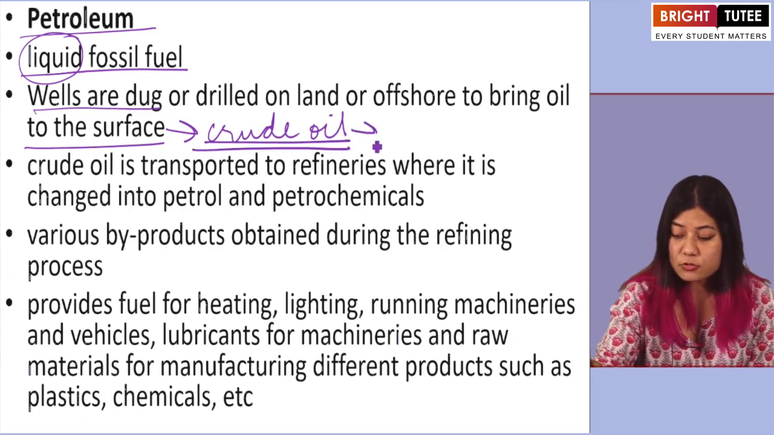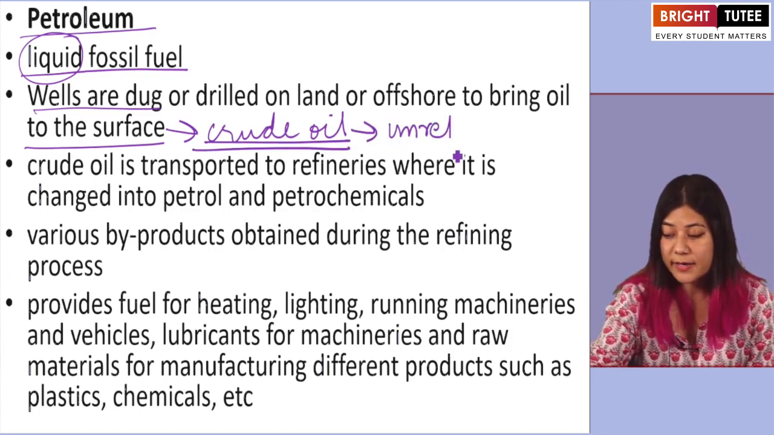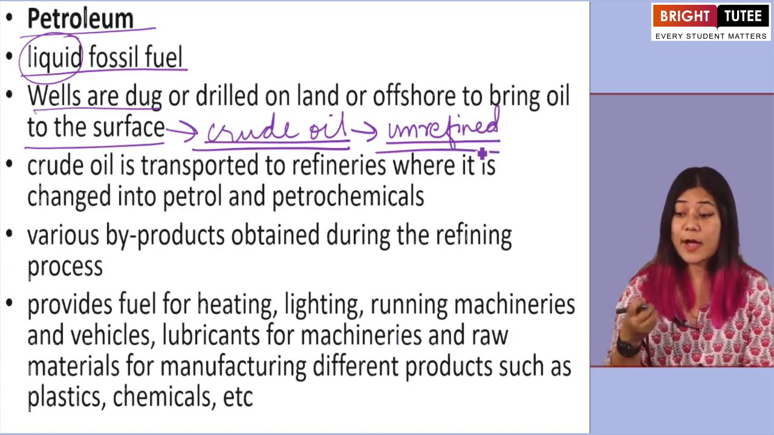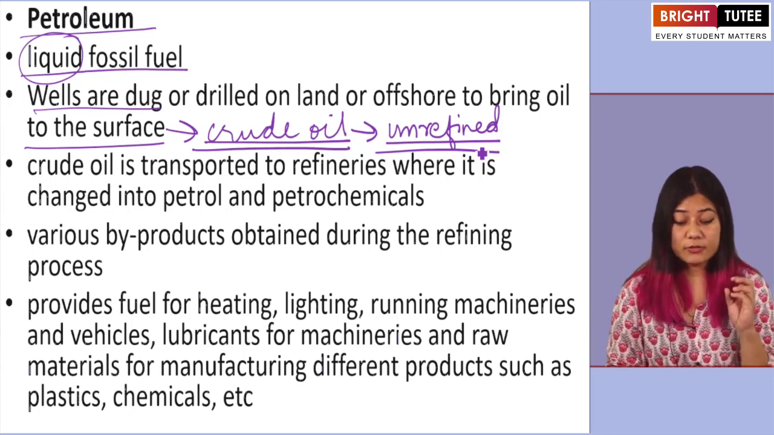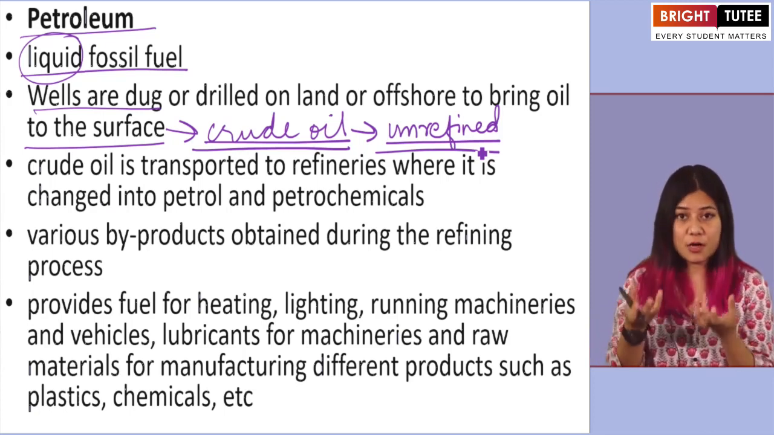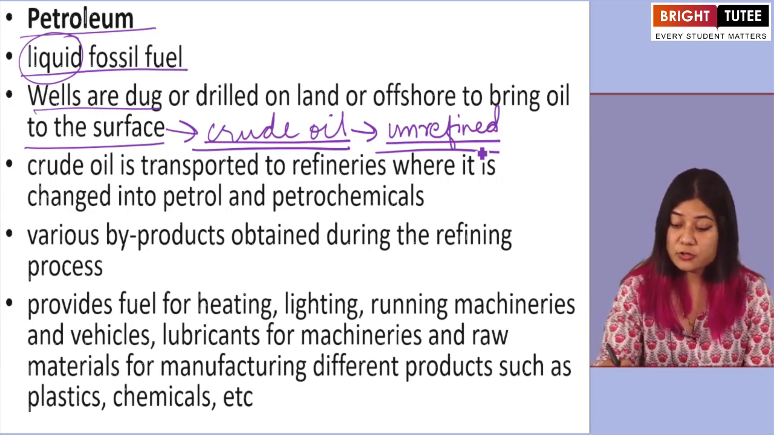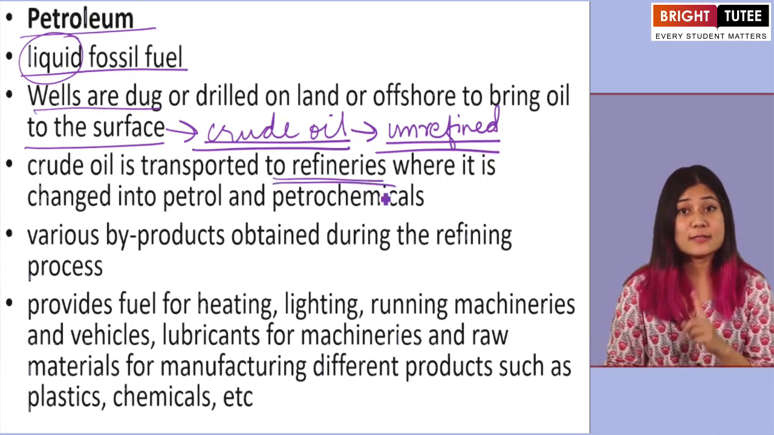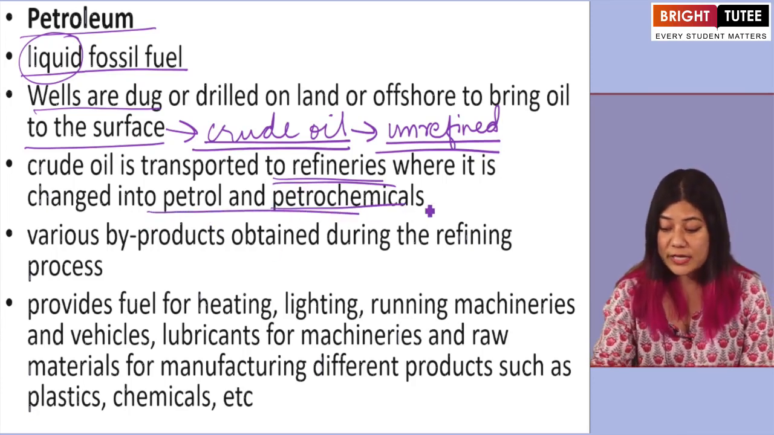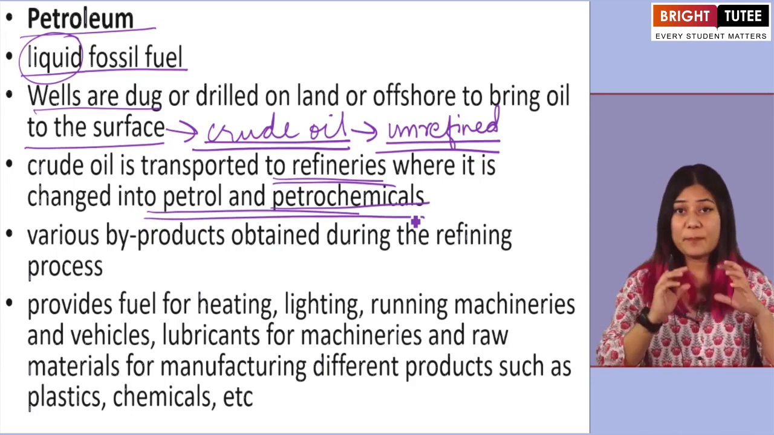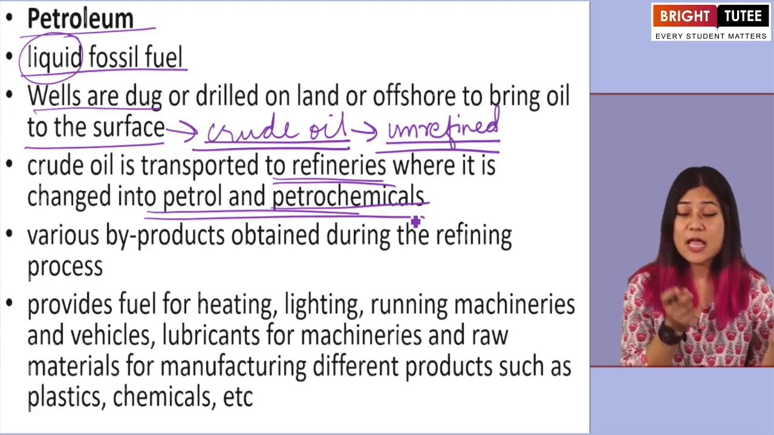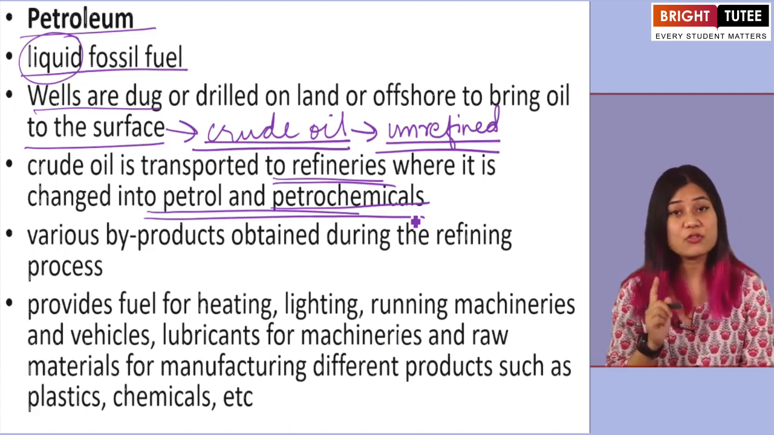Okay, and this crude oil is unrefined. It is not refined. Now we'll understand why it's called unrefined. This crude oil, after being brought onto the surface, is transported to refineries where it is refined and changed into petrol or petrochemicals. So the petroleum that we get in the petrol station, in the gas station, is refined crude oil.